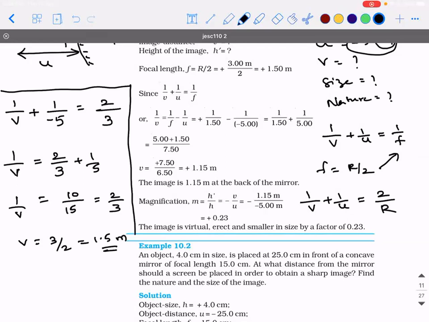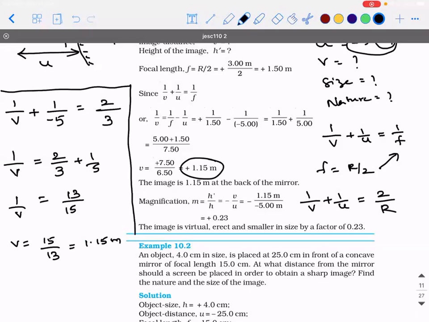Ten plus 3, 13 by 15. Sorry, it's 13. Yes, it is 13 divided by 15. And V will be equal to 15 divided by 13. How much is it? It is 1.15 meter.